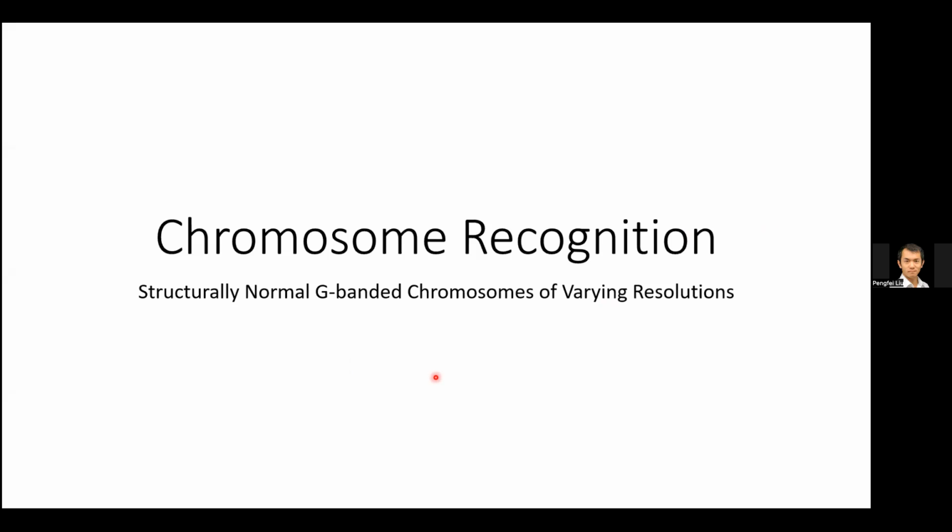All right. Good morning again, everyone. Welcome to the chromosome recognition lecture. We're going to be talking about structurally normal G-banded chromosomes today, and we're going to talk about how to distinguish a 1 from a 2 from a 3, etc., and a little bit about how we actually construct a karyotype and some of the things to look for.